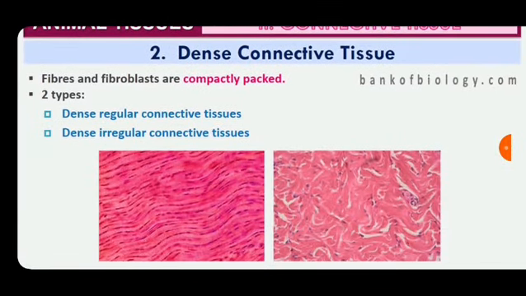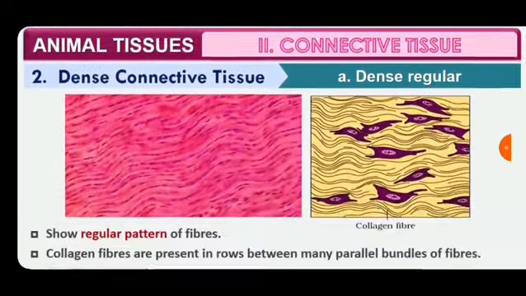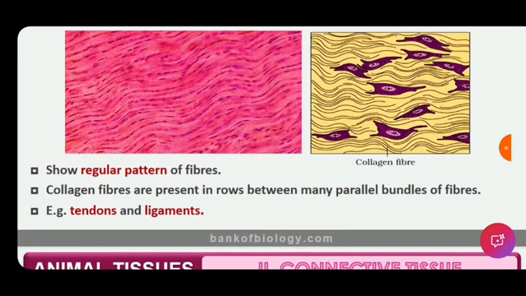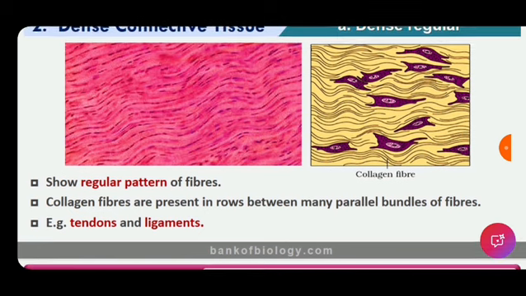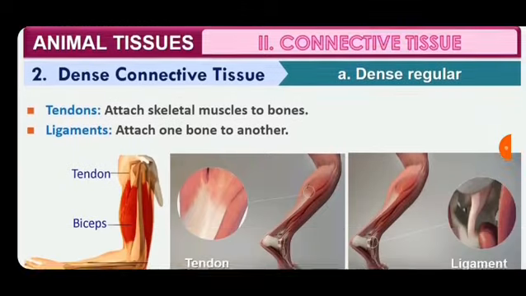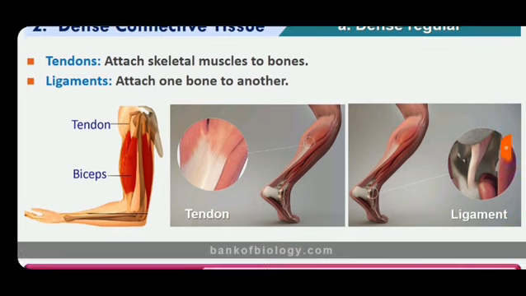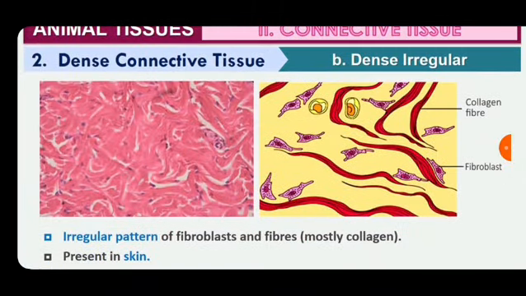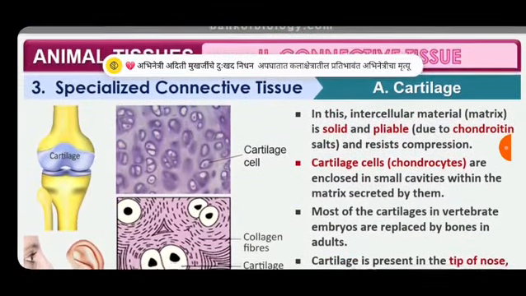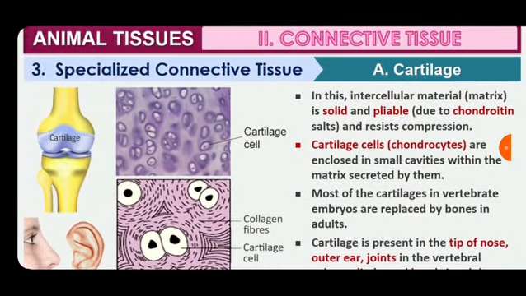This dense connective tissue is the regular and the irregular dense connective tissue. Examples are the tendons and the ligaments. They attach the skeletal muscle to the bones and attach bones to one another. This diagram also shows the dense connective tissue, the cartilage.